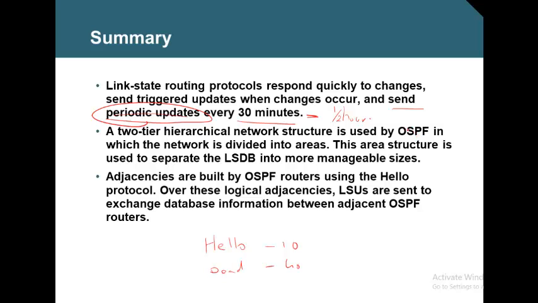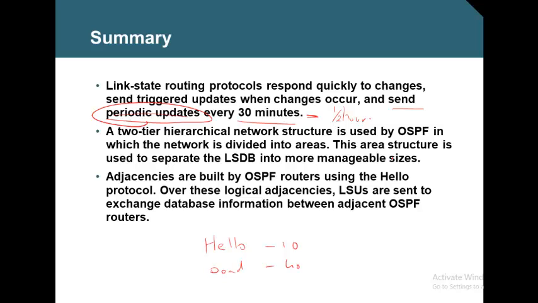RIP also sends periodic update, that is every 30 seconds. Every 30 seconds, RIP will send the entire routing table, whereas OSPF is only sending the link state database in a summarized form called DBD, database description. More detail is coming in the next chapter. Every 30 minutes.